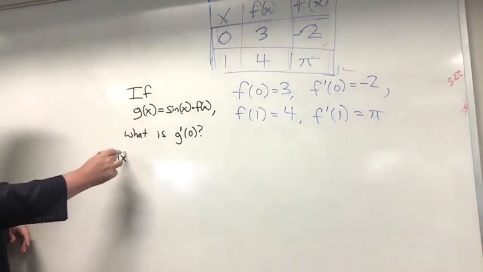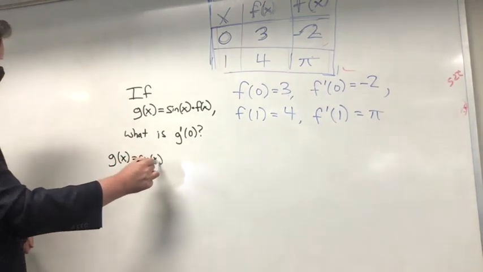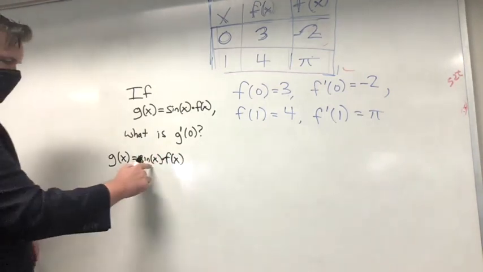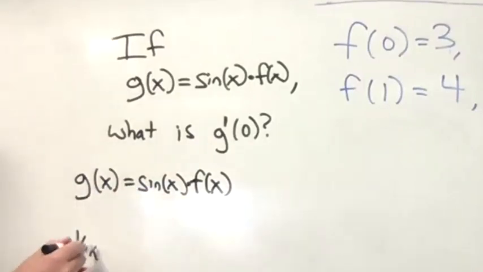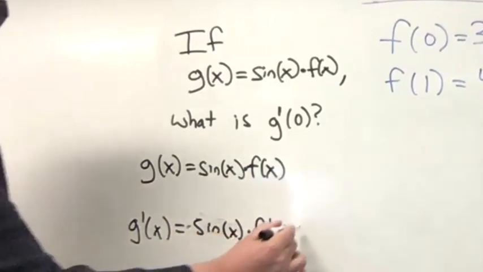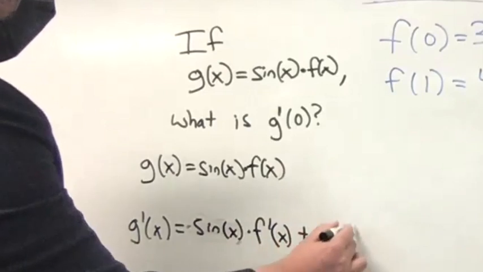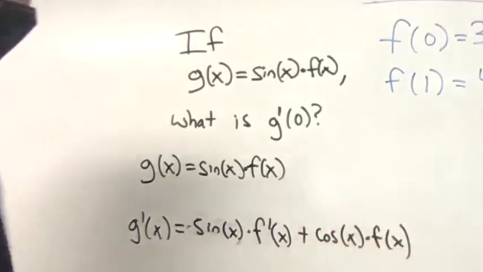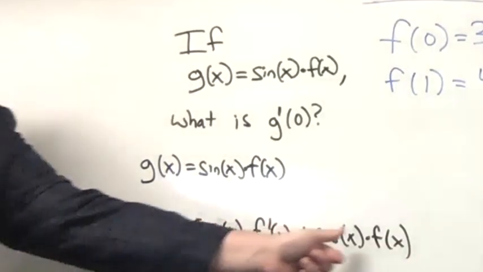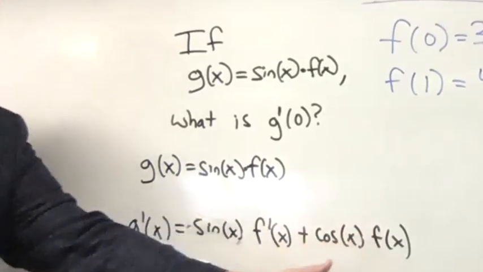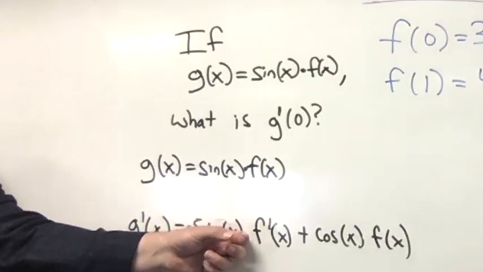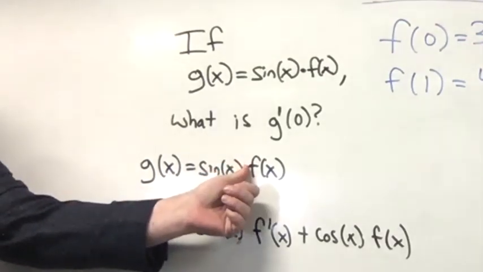g of x is equal to sine of x times f of x. So g prime of x is sine of x times f prime of x plus cosine of x times f of x. And again, many people would not write these dots. The dots help make it clear that there's multiplication, but the dots also make it potentially that you might read it as minus or plus or something that it's not. So usually we don't write the dots for multiplication.